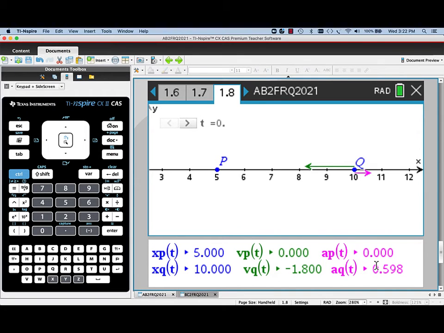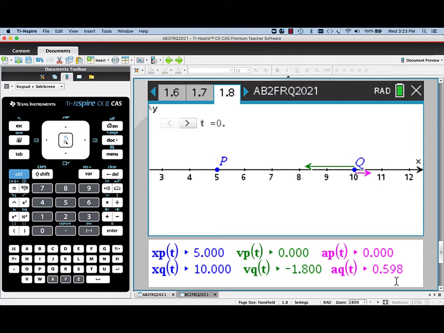Now notice that the acceleration and velocity for particle P at time 0 happens to be 0. And that's why you're not seeing any kind of visual display corresponding to velocity and acceleration for point P. But point Q has a velocity of negative 1.8, and that's being illustrated by a vector that's pointing to the left with a length of 1.8.